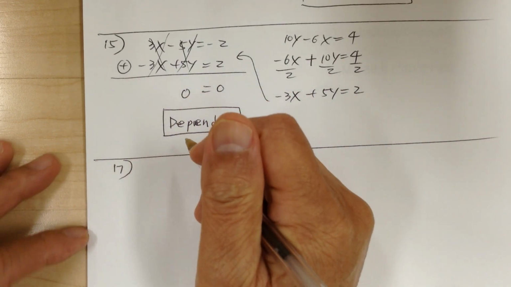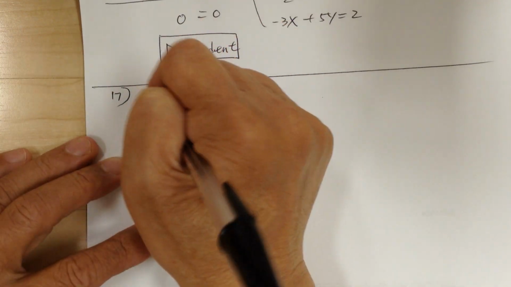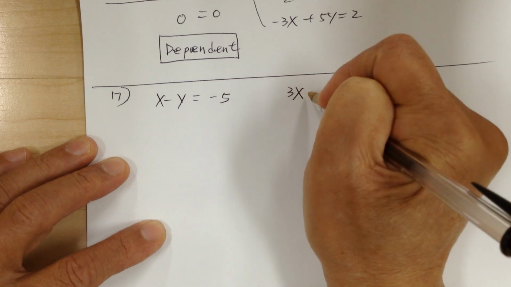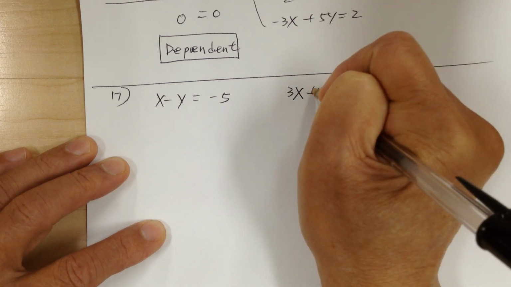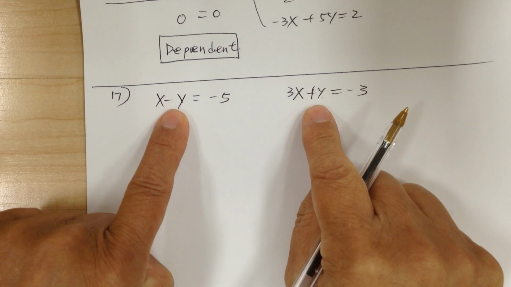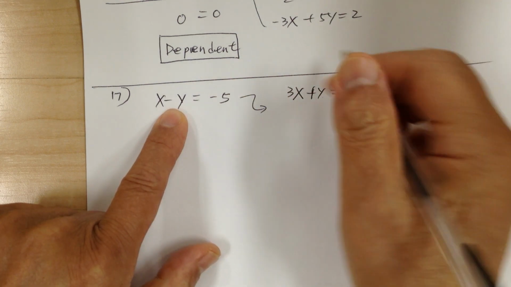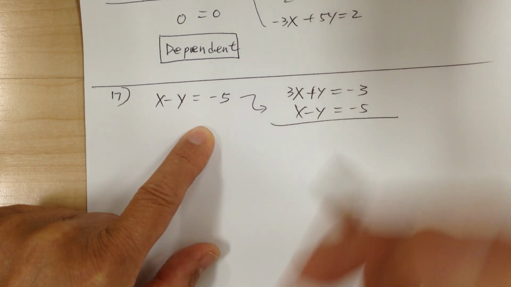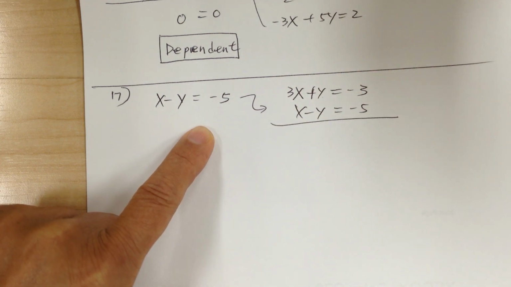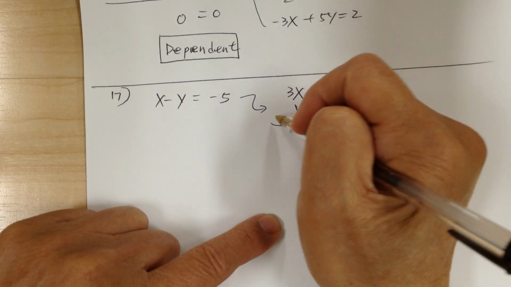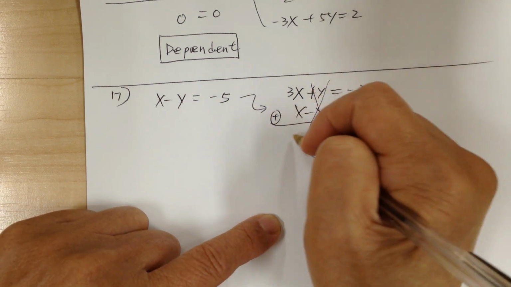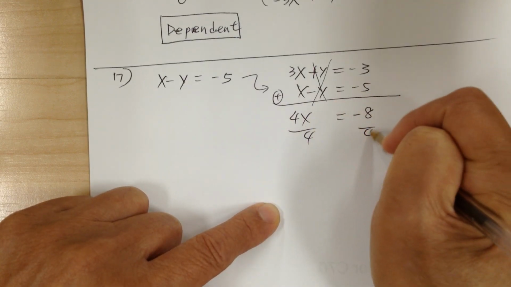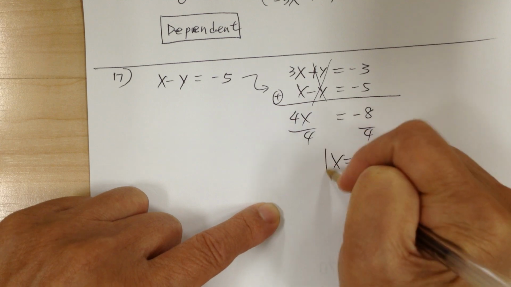Okay, 17. You have x minus y equals -5, and 3x plus y equals -3. This is kind of nice because the y is already opposite, so we can just put it underneath. Again, the key to this whole thing is to make one of the coefficients opposite so that they cancel out. When you add, this will cancel out. So you've got 4x equals -8, divided by 4, so x equals -2.